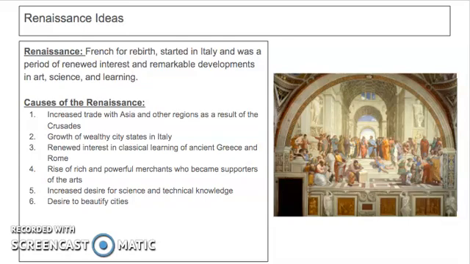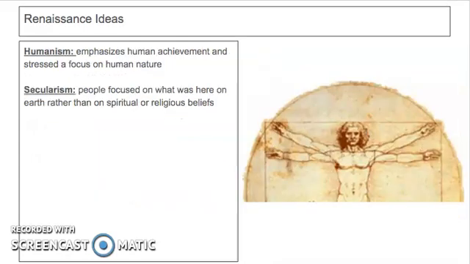Third, we see a renewed interest in classical learning of ancient Greece and Rome. As a result of this increased trade with Asia and the Middle East and Islamic civilizations, they all preserved the things from Greece and ancient Rome, and so essentially they're able to re-access this knowledge and implement it themselves. We see number four, a rise of rich and powerful merchants who become supporters of the arts. That's very closely tied to number two. Number five, increased desire for science and technical knowledge. So again, more time to think. And six, desire to beautify cities.